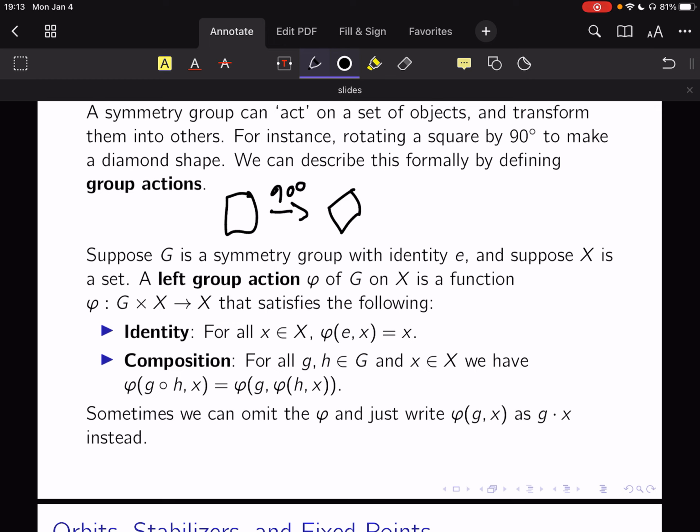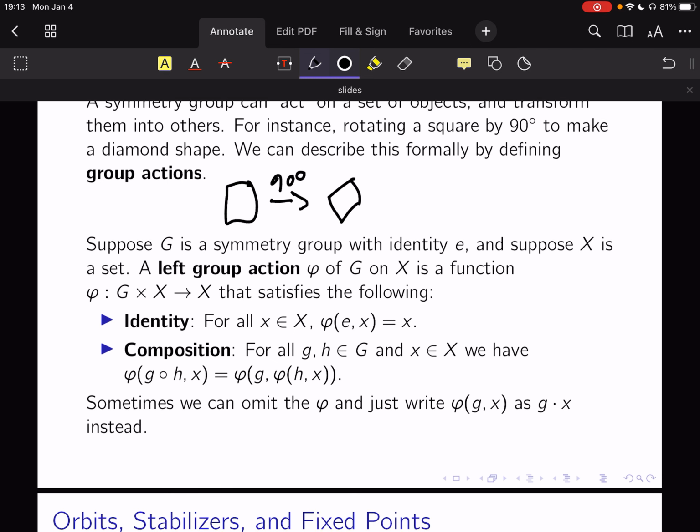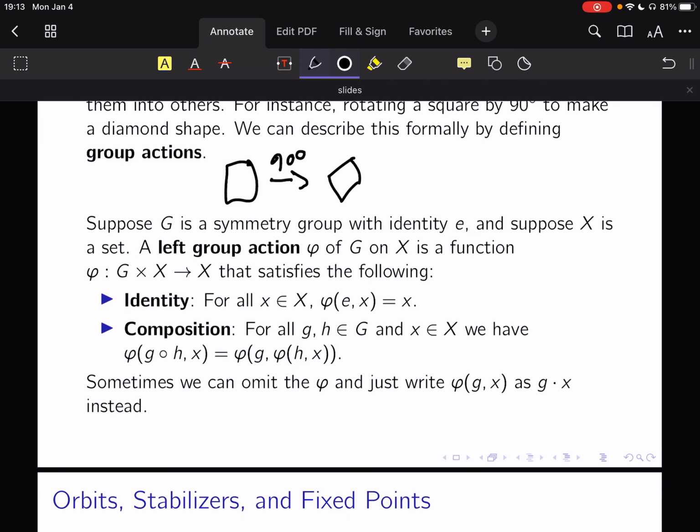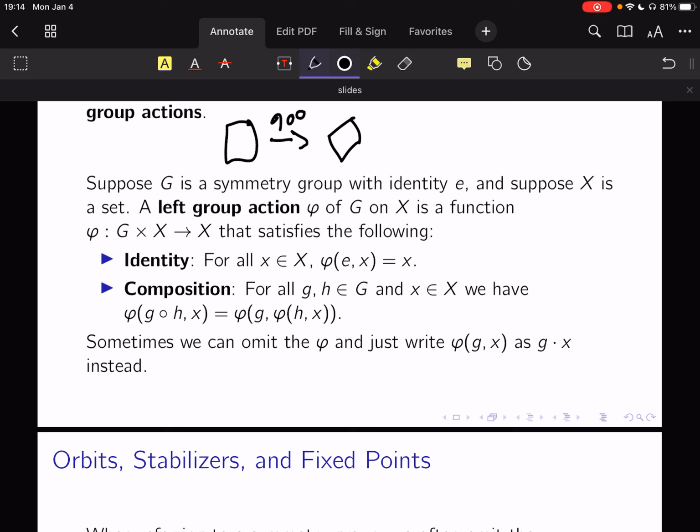Suppose G is a symmetry group with identity E, and suppose that X is a set. A left group action phi of G on X is a function from G times X to X, so one element from G and one element from X that maps to some other element in X, or the same one, that satisfies the following two properties. We have identity in phi: for all x in X, phi of E, where E is the identity of G, and x equals x. Think about this: a rotation by 0 degrees doesn't actually change an object.